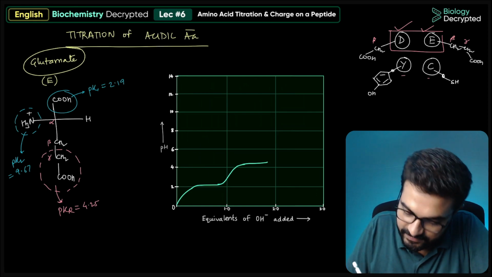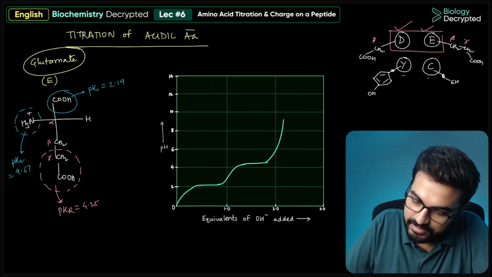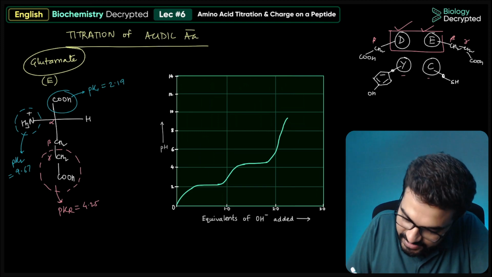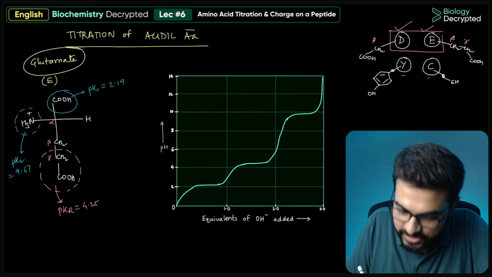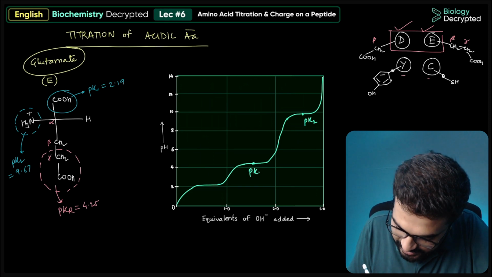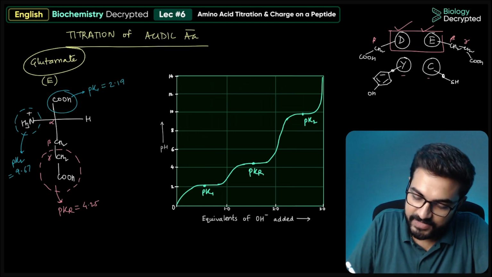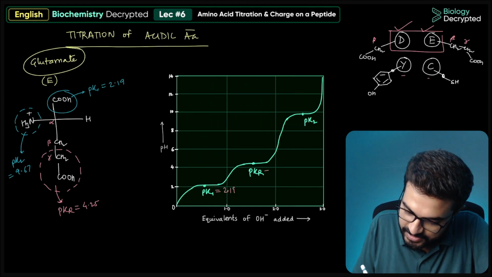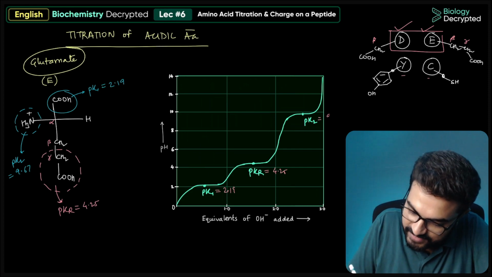Then there will be another rise here, and then there will be a final ionization. The final ionization will take place at around 9.67, and the curve will rise like this. So this will be your pK2, this will be your pKr, and this will be pK1. You know the values very clearly: pK1 is 2.19, pKr is 4.25, and pK2 is 9.67.